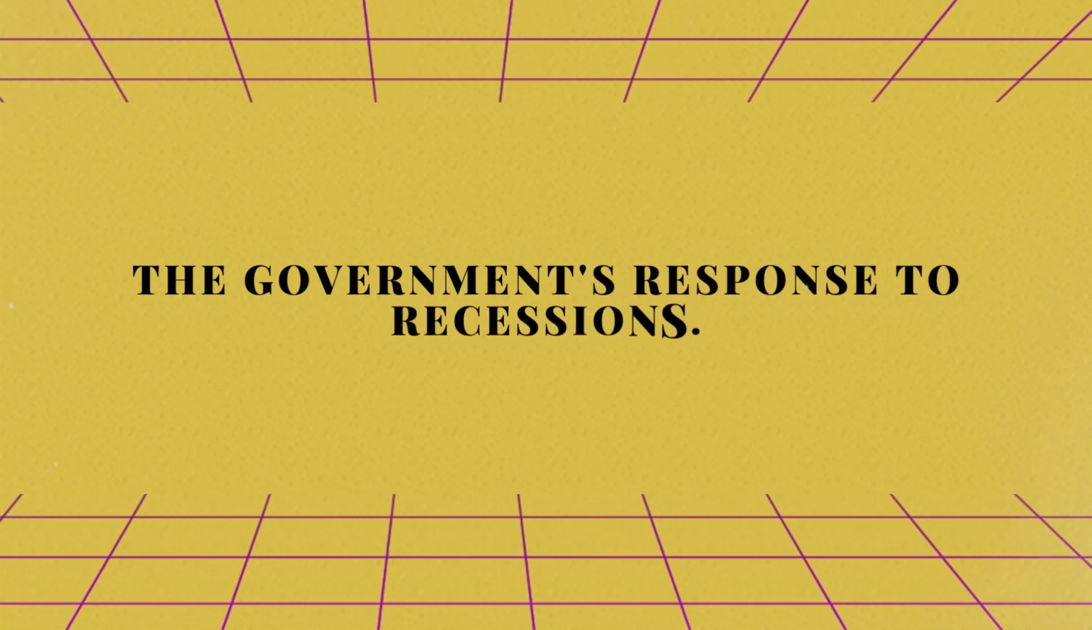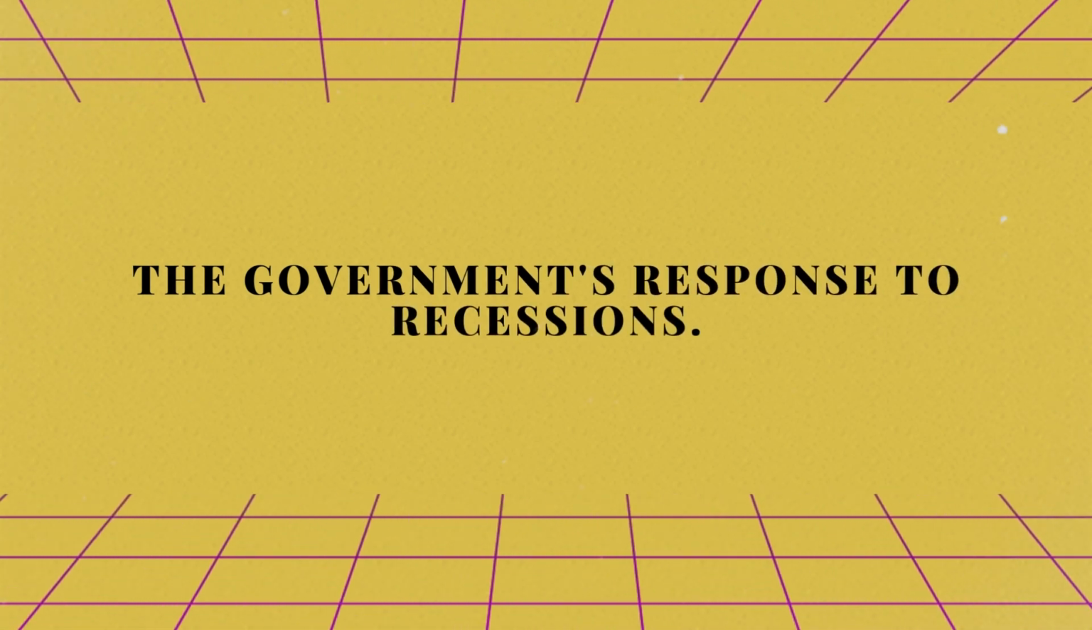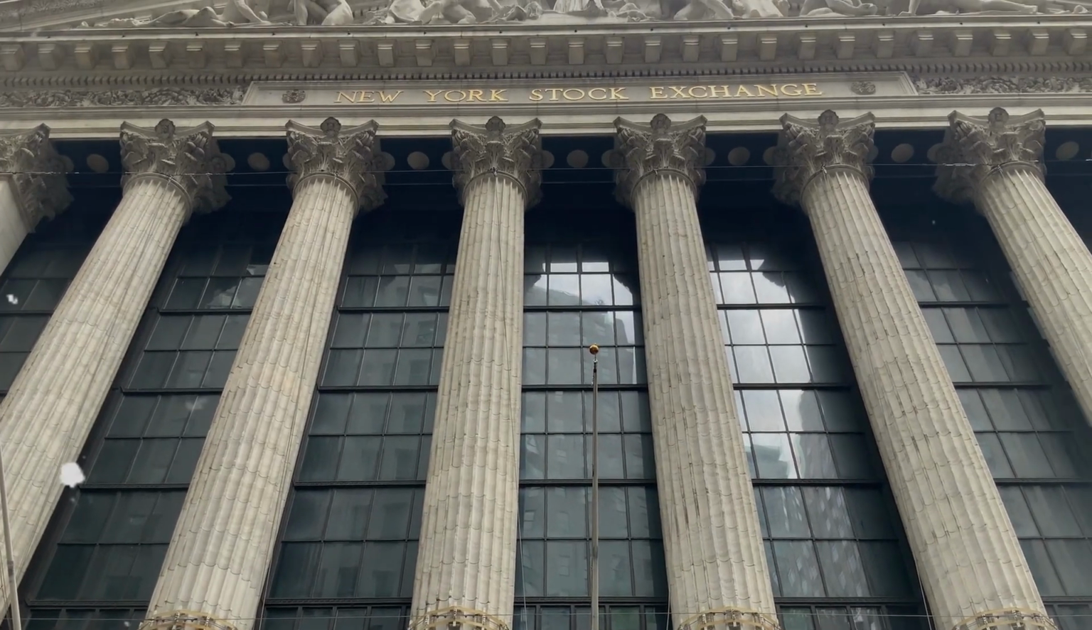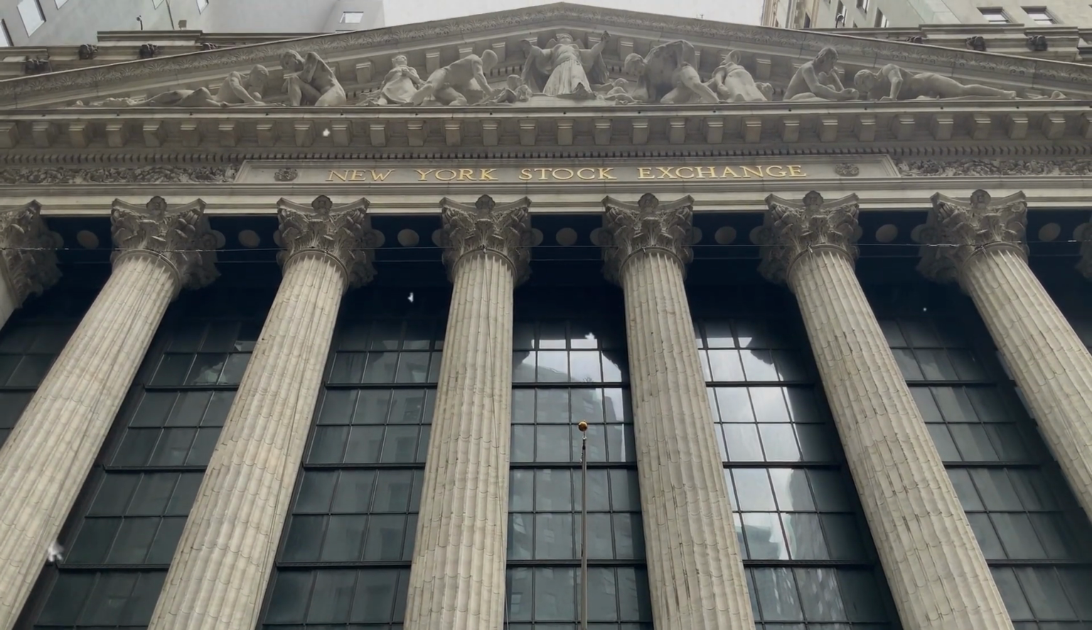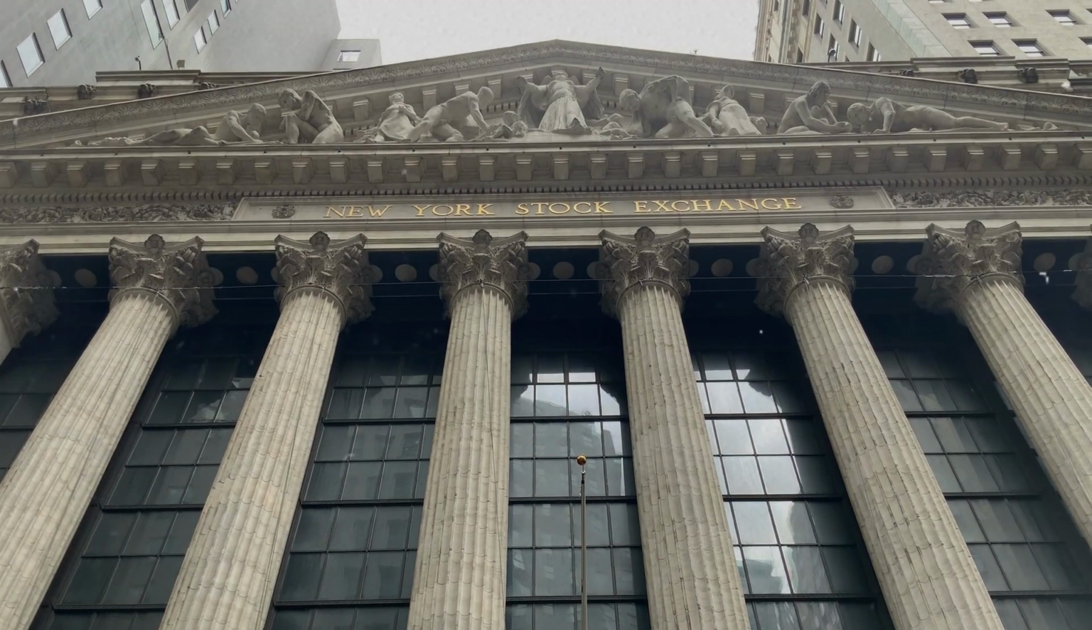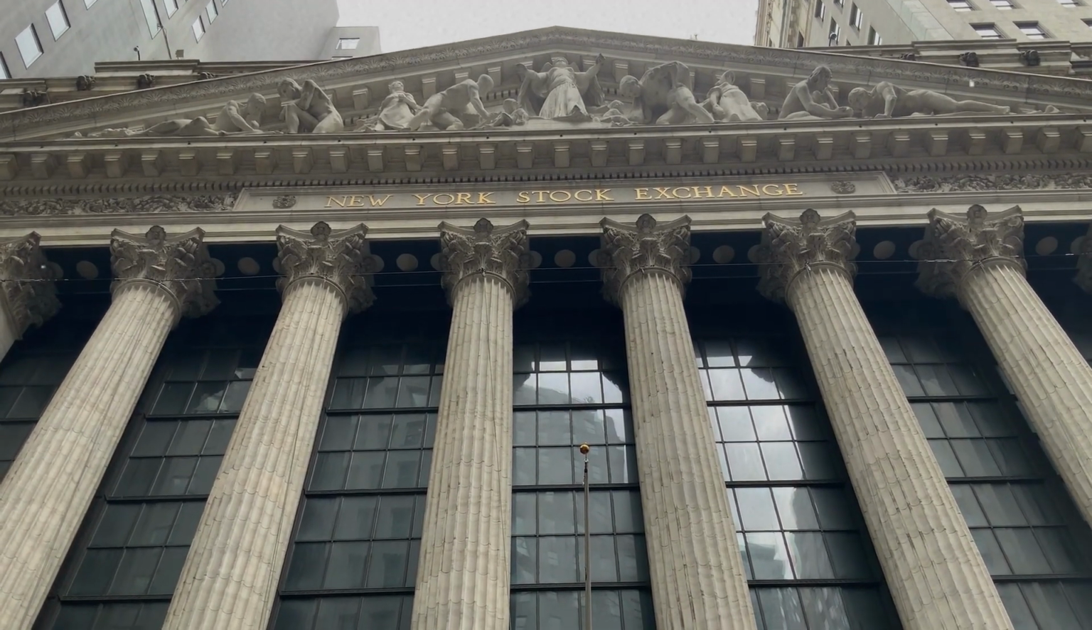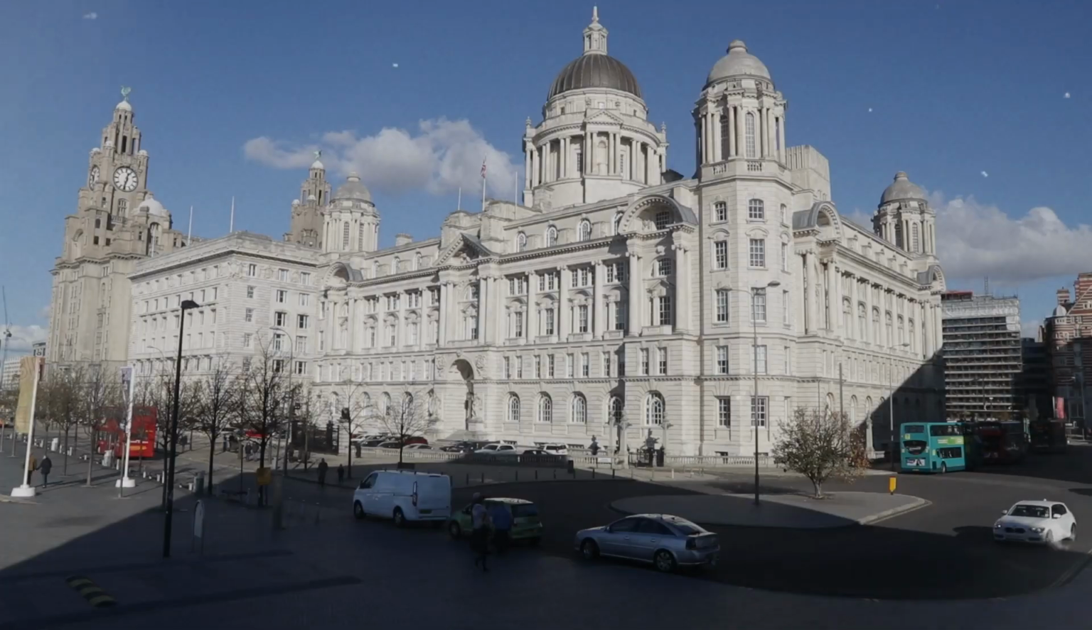The government's response to recessions. In the previous segment, we talked about the impact of recessions. In this segment, we're going to discuss the government's response to recessions. When a recession occurs, governments often take action to try to mitigate its effects. Here are some of the ways in which governments can respond.